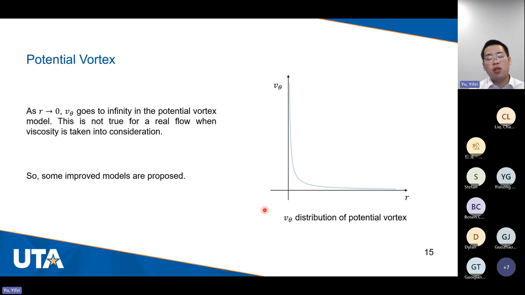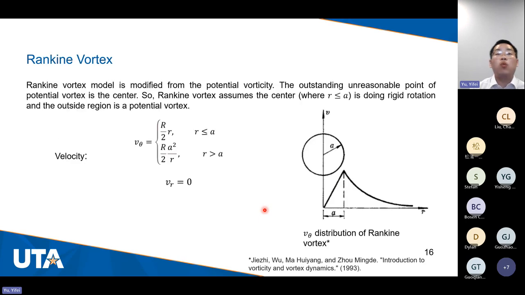The potential vortex is not a real vortex, because when r approaches zero, the rotational velocity goes to infinity. It does not match the real world, so we need some improved models. One model is the Rankine model. The unreasonable point of the potential vortex is near the center of the vortex, so Rankine assumes the center is doing rigid rotation. He gives a number a: where r is less than or equal to a, the fluid is doing rigid rotation. So it has this format of the velocity distribution.